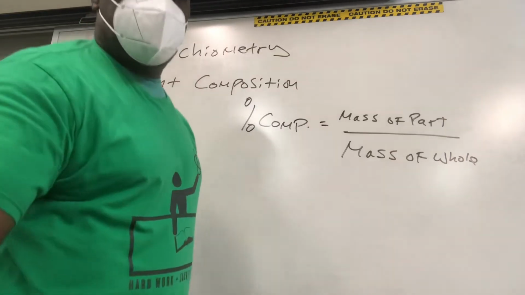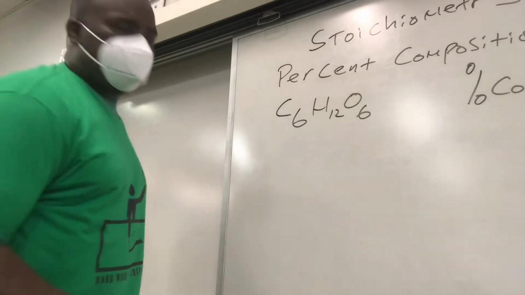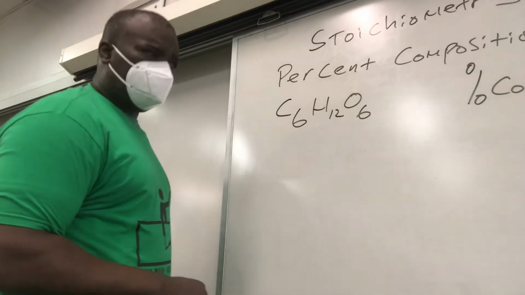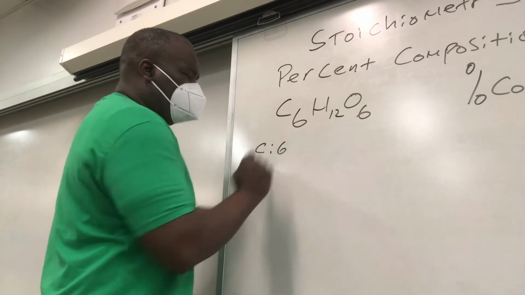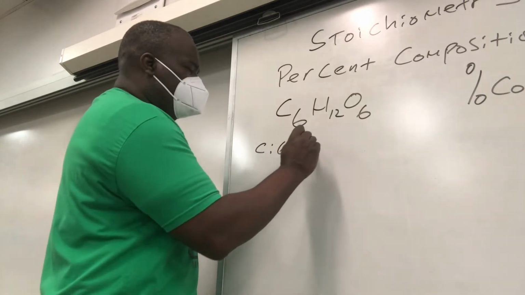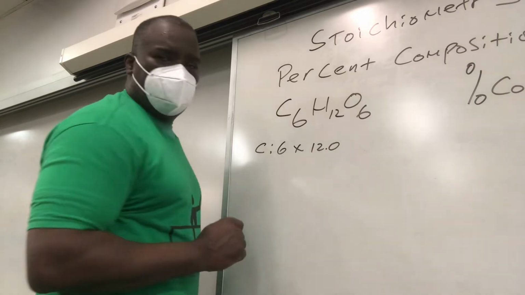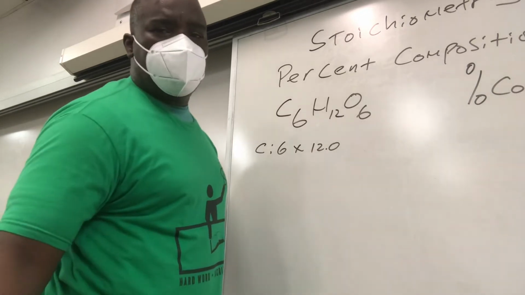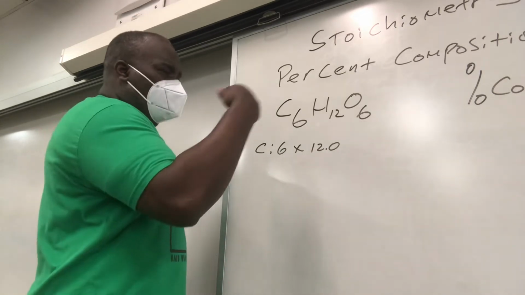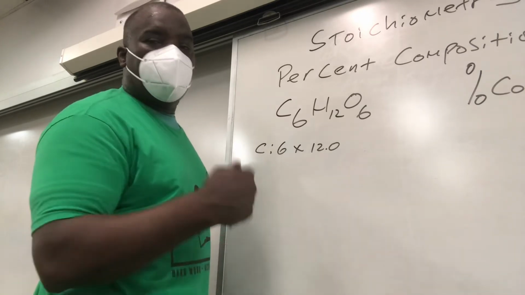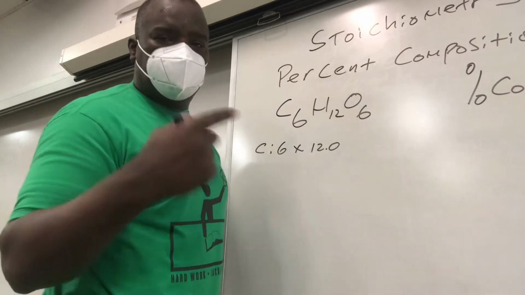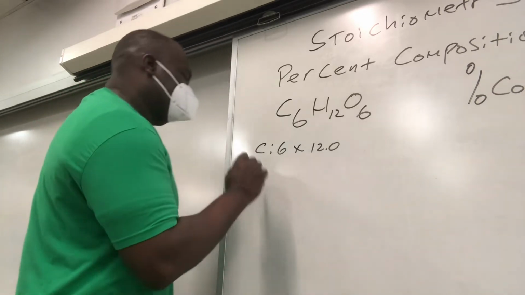Okay, so let's do the example. Let's say we're finding the percent composition by mass of carbon in glucose. So we see that we have 6 carbons, each of them with a mass of 12.0. Now once again, you have your reference tables. Over time, I've remembered some of these elements' masses. If you don't remember them, no shame, look at your reference table, no problem.